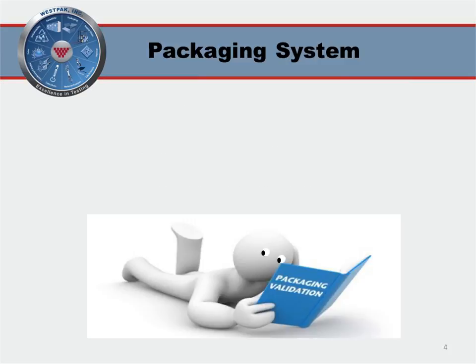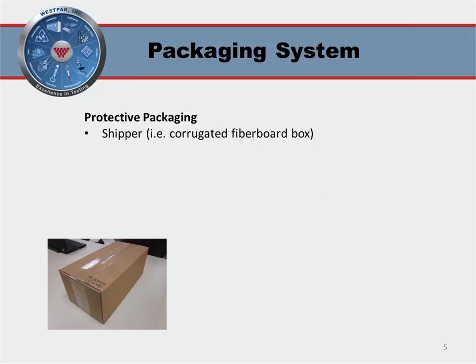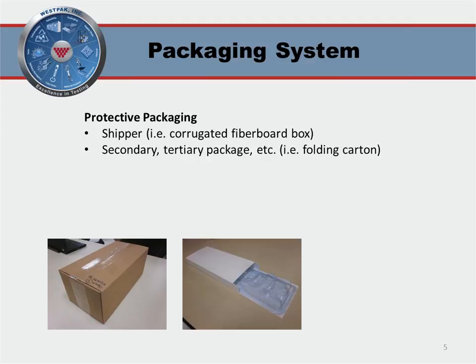So let's get started. Let's define a package system per ISO 11607. It's a pretty simple definition. It's a combination of a sterile barrier system and the protective packaging. So what is that exactly? I'll try to explain using the different levels of a packaging system. With the protective packaging, we have the shipper, usually a corrugated fiberboard box. This is the actual packaging or the overpack that you'll be shipping your product in. Then the next level of packaging is contained within the shipper. This is your secondary package, your tertiary, quaternary packaging, however many levels of packaging you may have. Typically, this is some sort of folding carton or box, maybe even a bag.